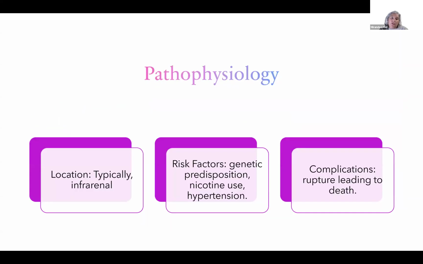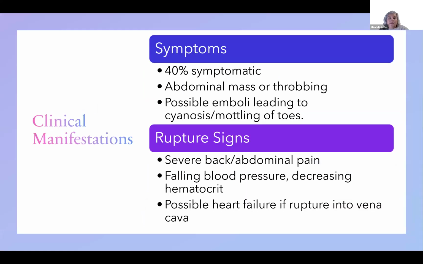Pathophysiology here is our location is typically infrarenal. Our risk factors are genetic predisposition, nicotine use, and hypertension. Our complications are rupture leading to death. Our symptoms here: 40% of patients are gonna be symptomatic. We're gonna have that abdominal mass or throbbing, possible emboli leading to cyanosis and mottling of toes.